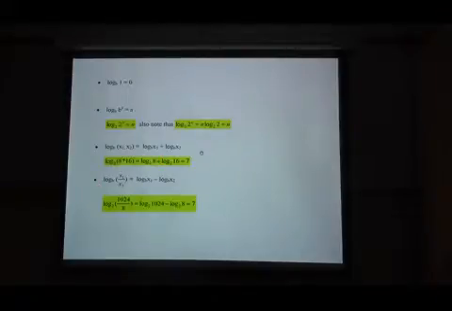The log of a quotient is the difference of the log of the numerator minus the log of the denominator. So log 2 of 1024 over 8 will be log 2 of 1024, which is 10, minus log 2 of 8, which is 3. 10 minus 3 is 7.